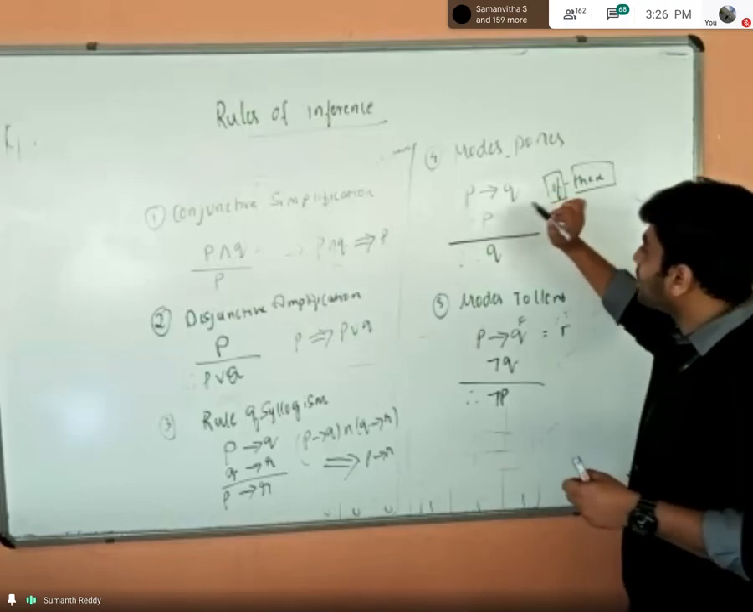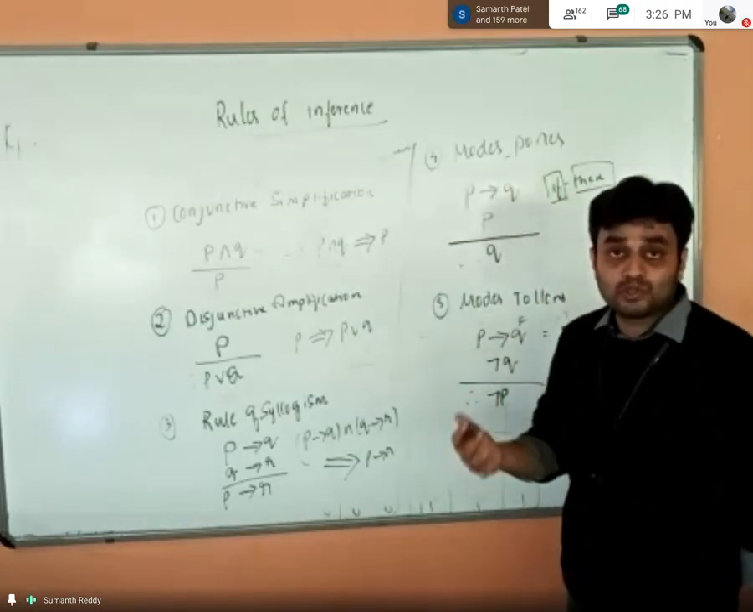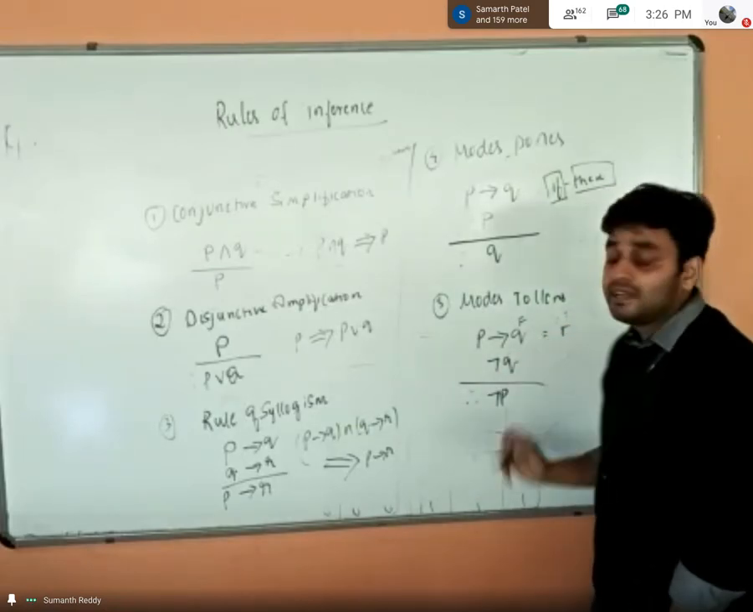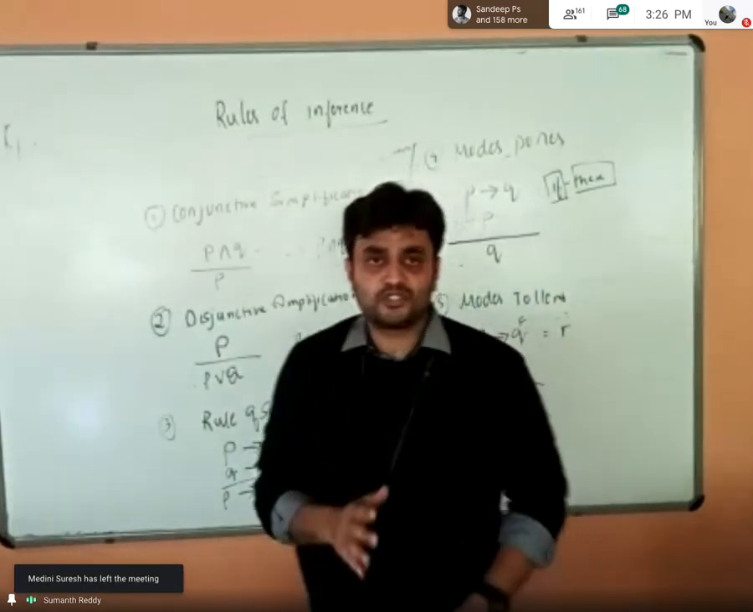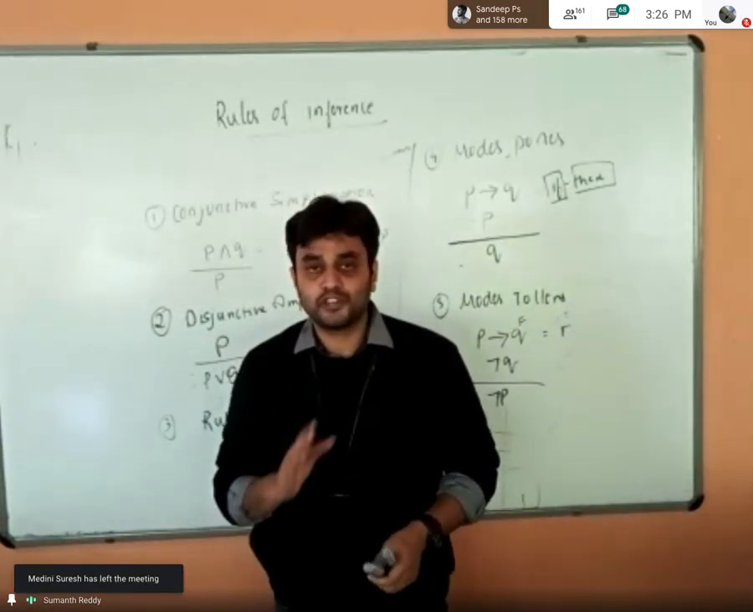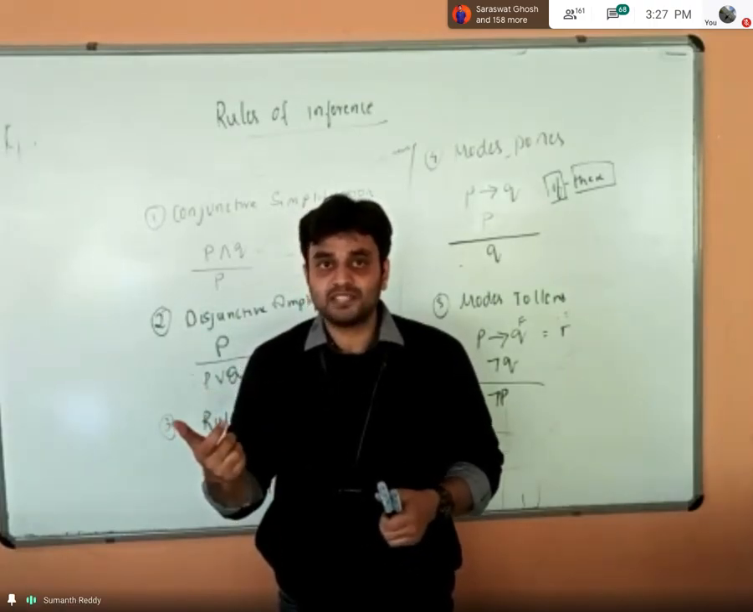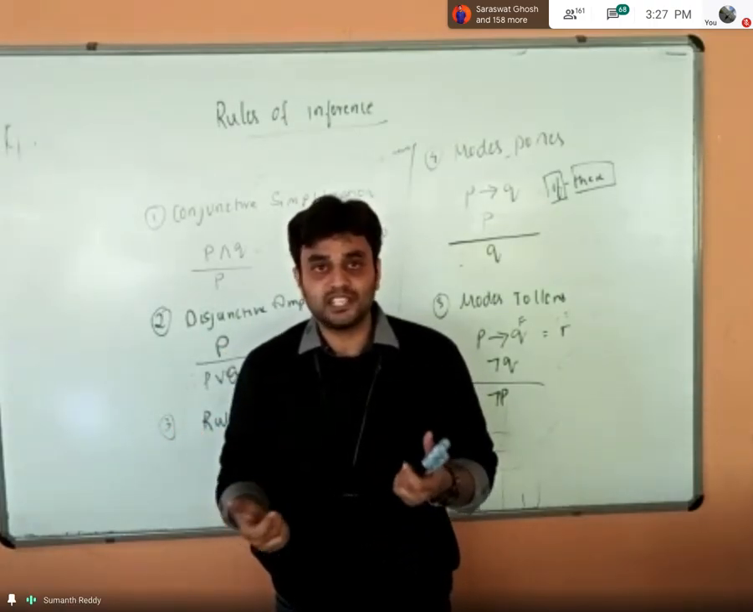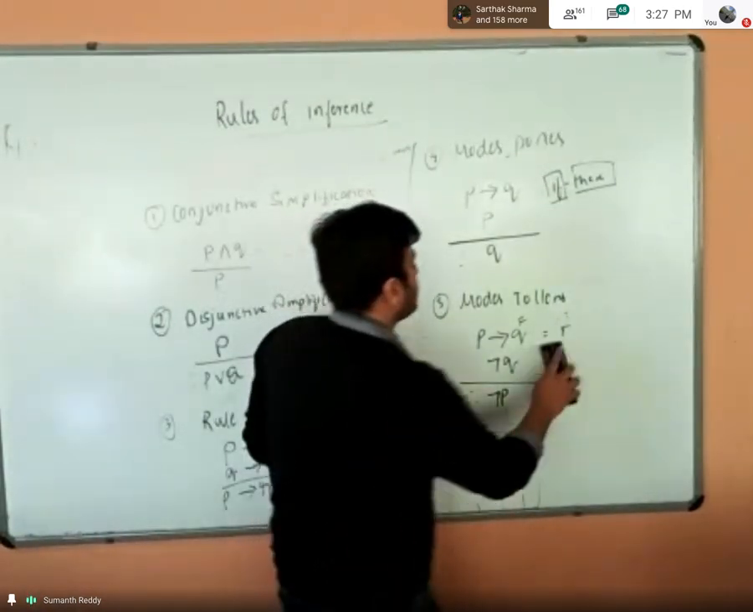A rule which deals with the if part is called modus ponens. A rule which deals with the then part is called modus tollens. Usually students get confused about which rule to apply, modus ponens or modus tollens. If you get confused, as I have told you, whenever you are dealing with the if part, that is modus ponens. If you are dealing with the then part, that is modus tollens. So quickly, I suggest you copy all these 5 rules.